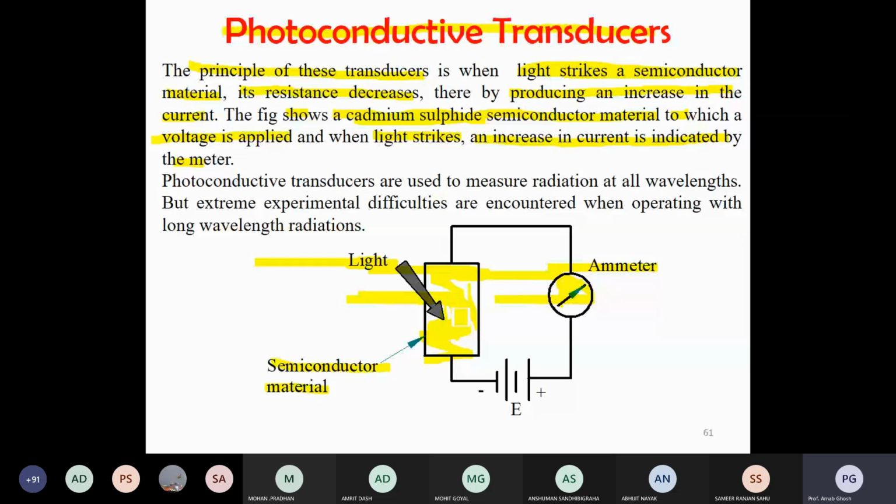Photoconductive transducers are used to measure radiations at all wavelengths, but extreme experimental difficulties are encountered when operating with long wavelength radiations. So it has some limitations, and as per the specification, you have to design your devices. Then we can go for the next one, that is the digital transducer.